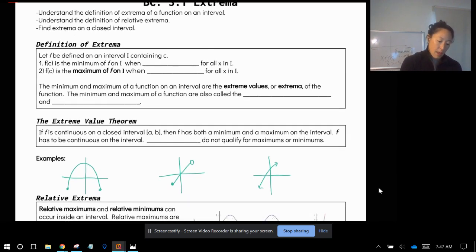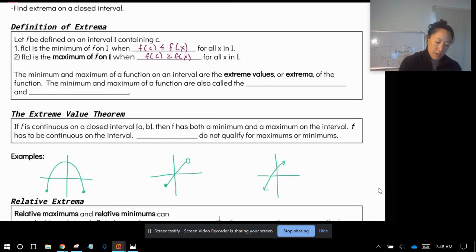So let f be defined on an interval I containing c. So f of c is a minimum of f on the interval I when our y value, f of c, is less than or equal to all the other y values on our function. It's a maximum when our f of c is greater than or equal to all the other y values on our function. All right? The minimum and maximum of a function on an interval are extreme values, or extrema, of the function.